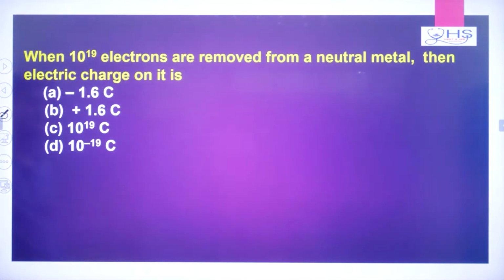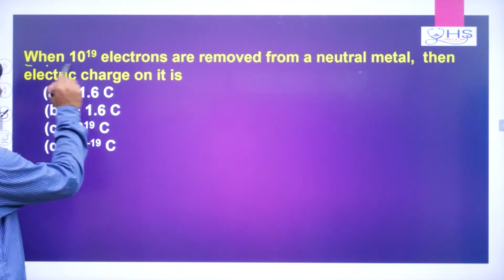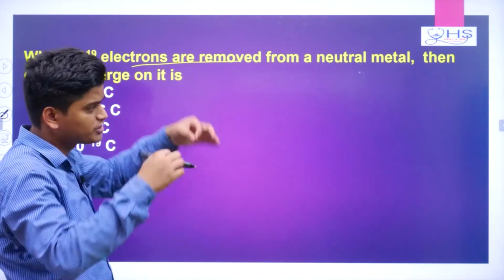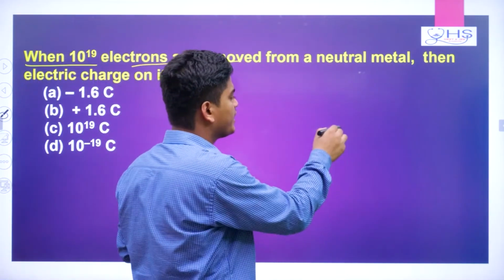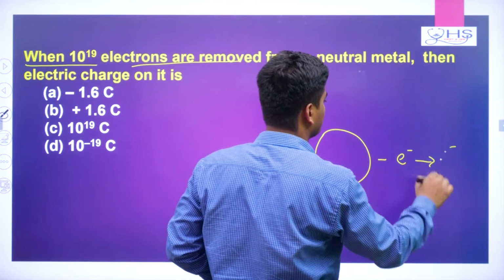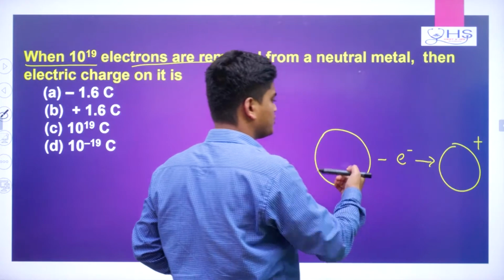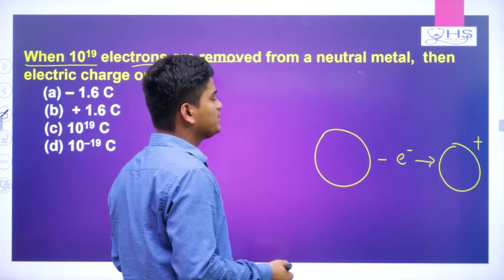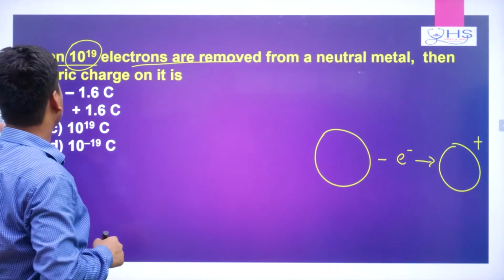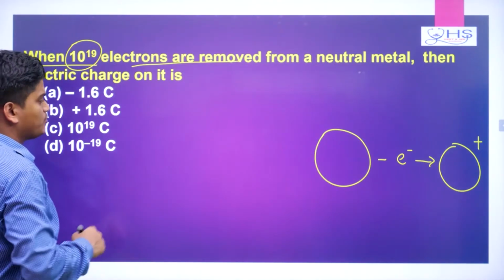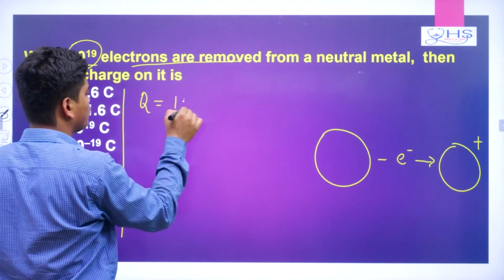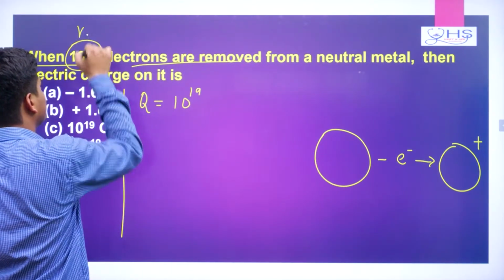Now listen. The first question says that when 10 to the power 19 electrons are removed from a neutral metal, then the electric charge on it is how much? Electrons are being removed from the object, so definitely the object will get positive charge. So what are they asking? Q. And the number is given as 10 to the power 19.